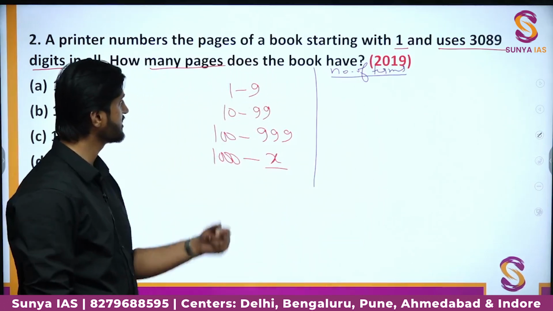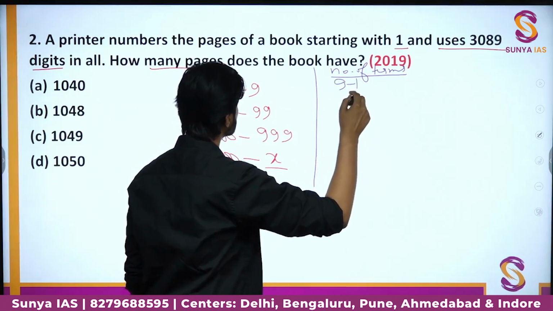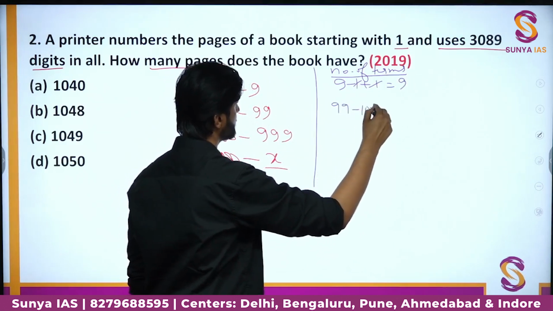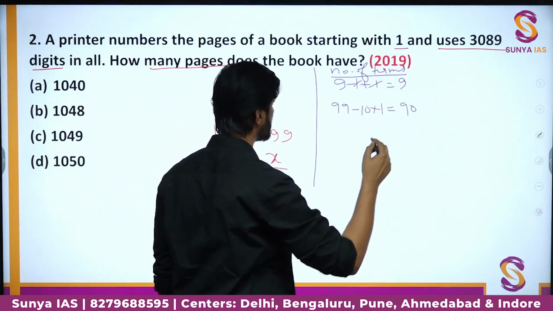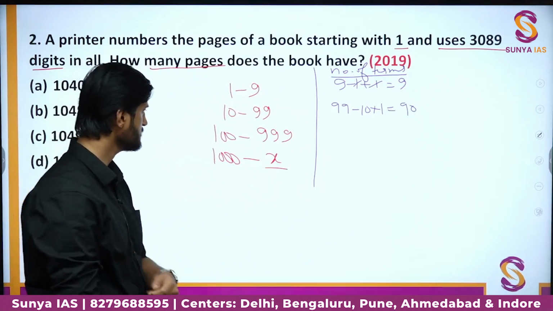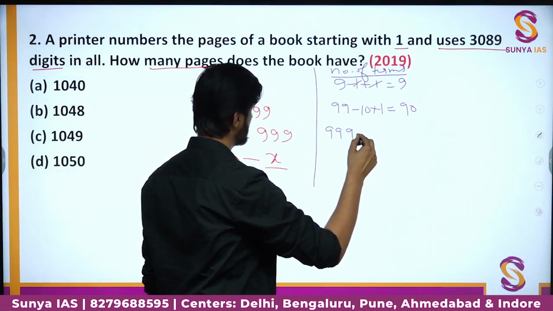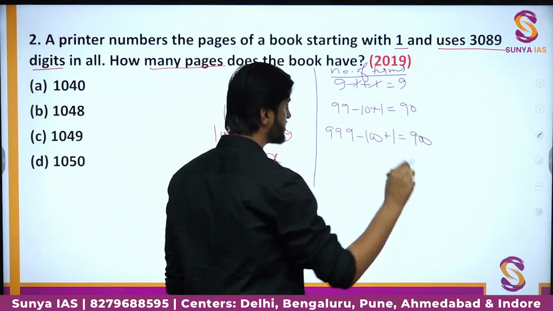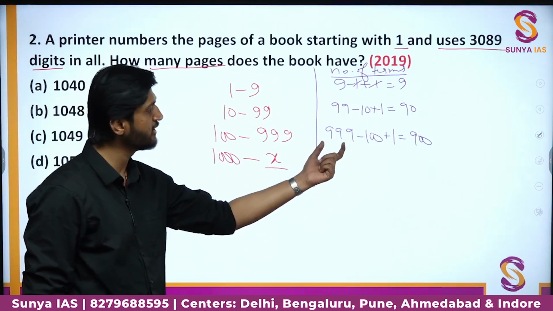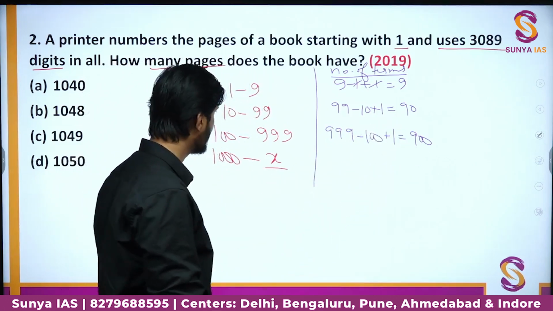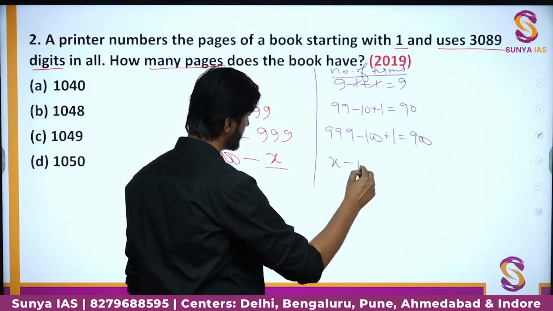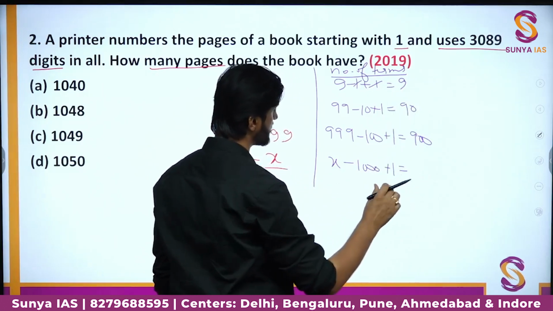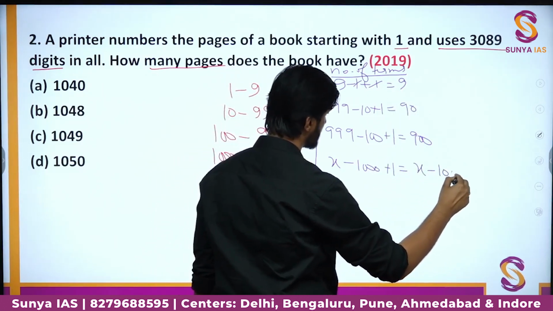Here the number of terms is 9 minus 1 plus 1, that is simply 9. Here it will be 99 minus 10 plus 1, similarly 90. Then here we have 999 minus 100 plus 1, that will be simply 900. So, this 1 will get added, it will become 1000 minus 100, which is 900. Here we will have the larger number, that is x, minus the smaller number, which is 1000, plus 1, and the number of terms here will be x minus 1001.